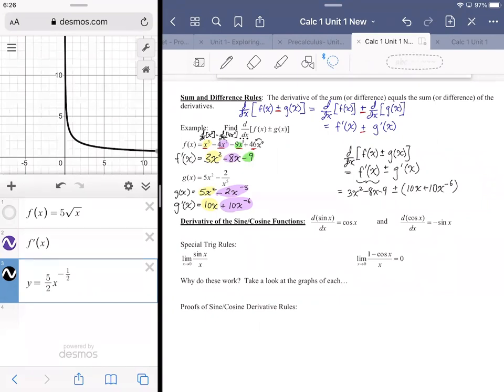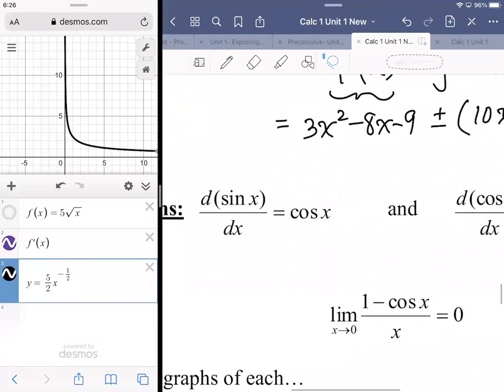Yeah, so derivative of sine and cosine functions. These are some rules. The sine function has a derivative of cosine, and the cosine function has a derivative equal to negative sine. That's where we're going to start our trig journey, but there's more to it than that. I did want to take some time and show you where these rules come from.